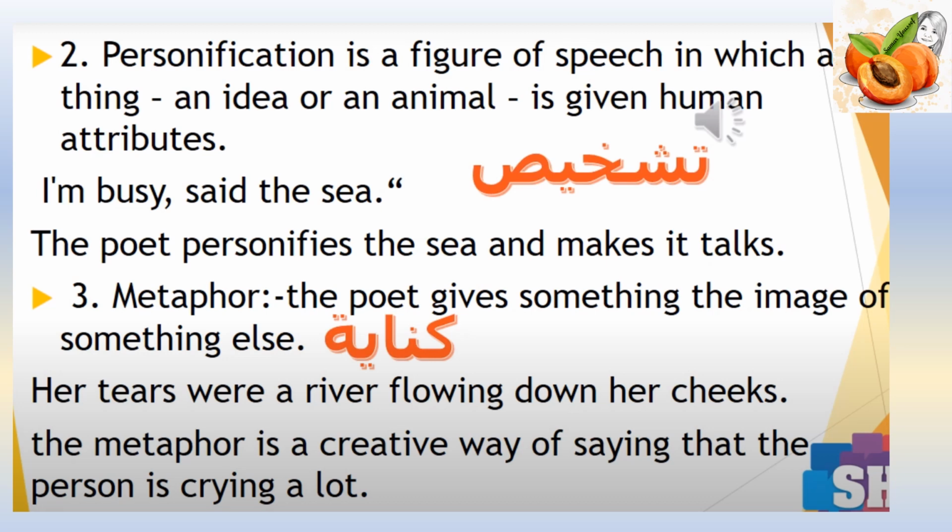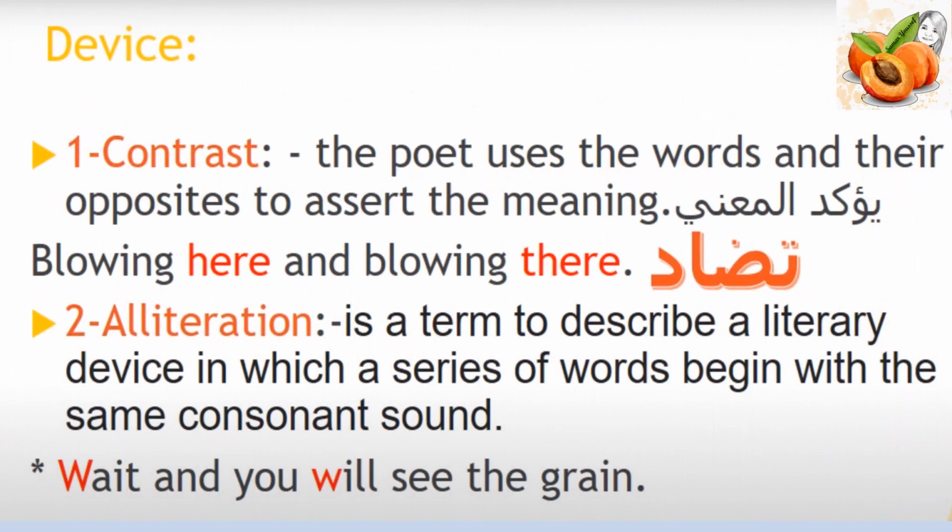And what about contrast? Contrast: the poet uses the words and their opposites to assert the meaning. For example, blowing here and blowing there. And alliteration is a term to describe a literary device in which a series of words begin with the same consonant sound, like wait and you will see the grain.